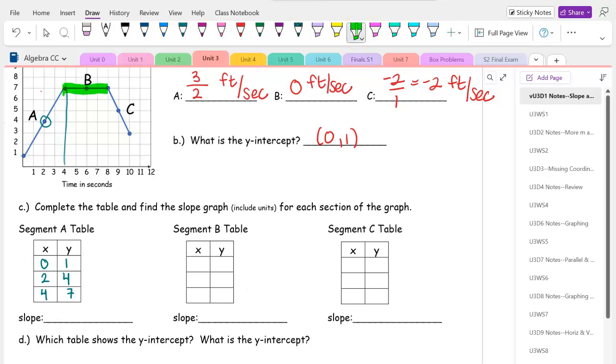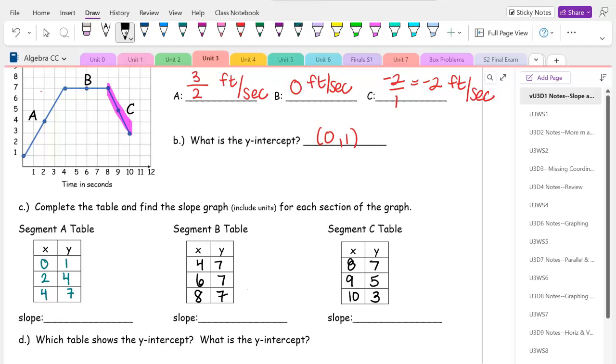Let's go ahead and do segment B. It has points at 4, 7, at 6, 7, and at 8, 7. And finally, segment C, we are at 8, 7, 9, 5, and 10, 3.